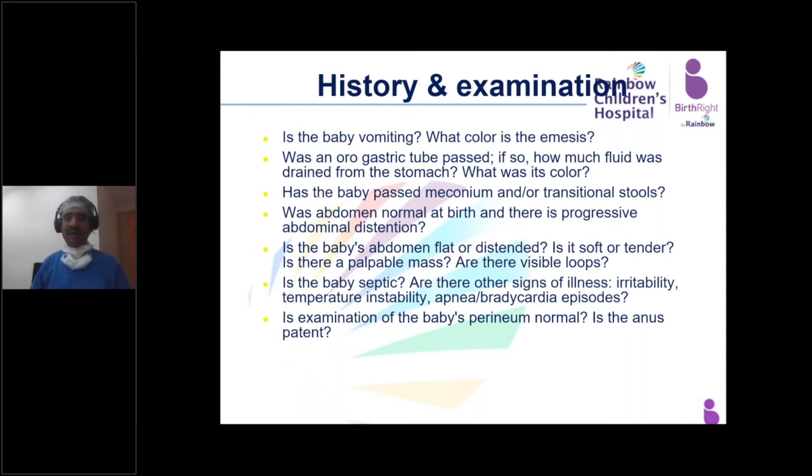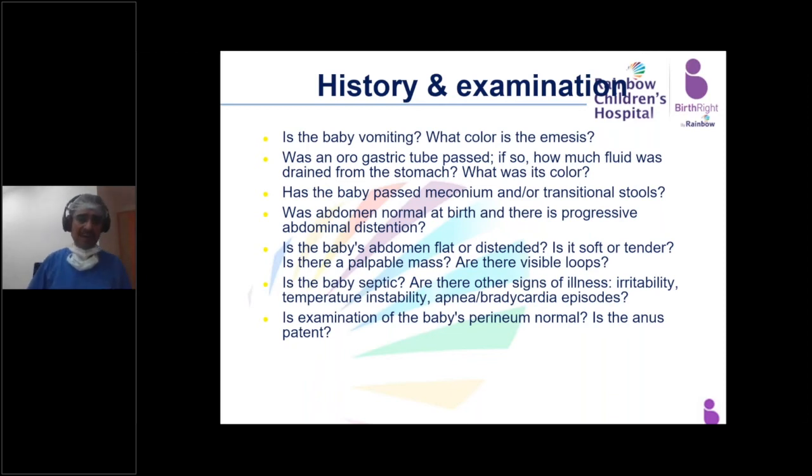There are distended loops of intestine, and there is accumulation of bile proximal to the obstruction, and that leads to those findings in atresia. Obviously, the color will be bilious or non-bilious. Has the baby passed meconium and or the transitional stools? With delayed passage of meconium, as a surgeon, we always think of Hirschsprung disease, about which Dr. Anil had discussed with you earlier.